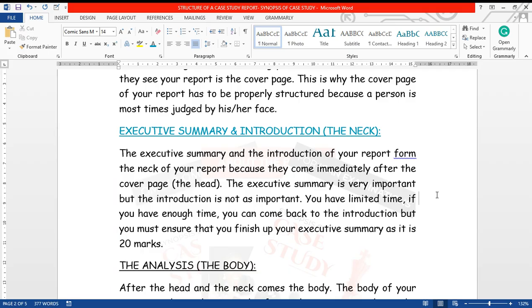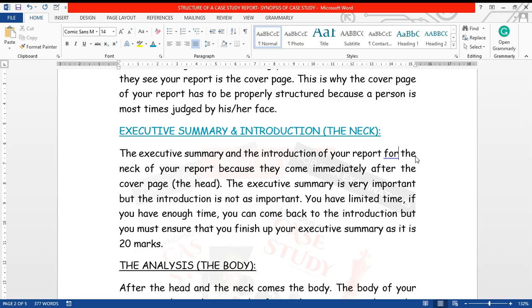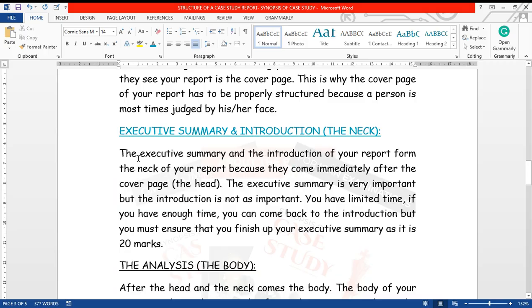The neck, right? After the head is the neck of the body. So after the head is the neck. So this is the neck of your reports. So there must be an executive summary and introduction. And I said here that the executive summary and introduction form the neck of your reports, because they come immediately after the head.